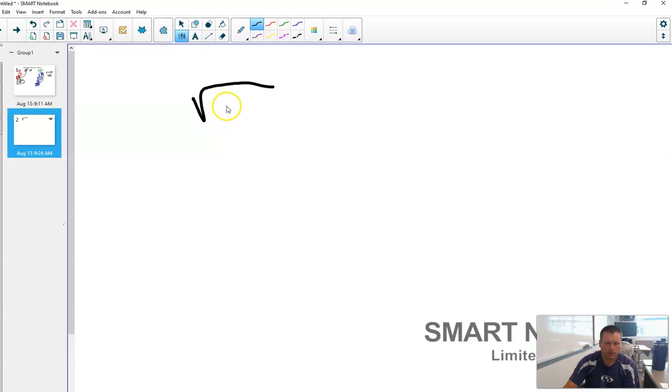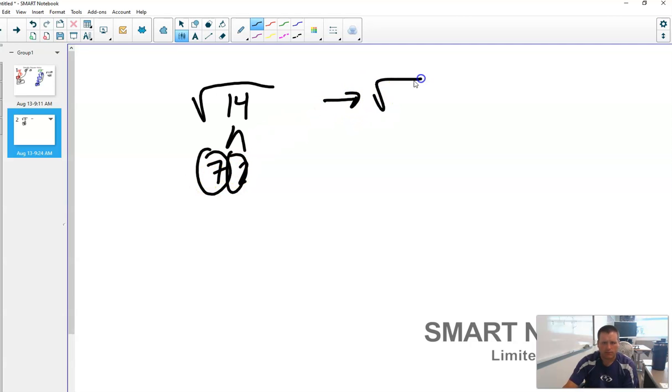Let's say we have the square root of 14 here. When I go to break this down, I've got 7 and 2. Those are both prime. Notice how neither one of them are pairs, so that was in its simplest form. The square root of 14 is in its simplest form.